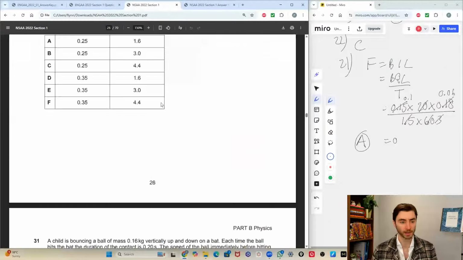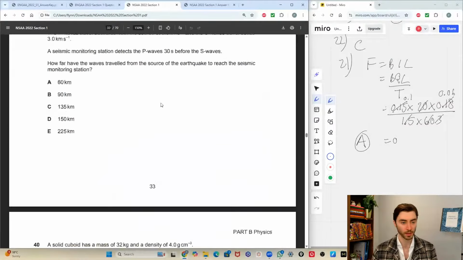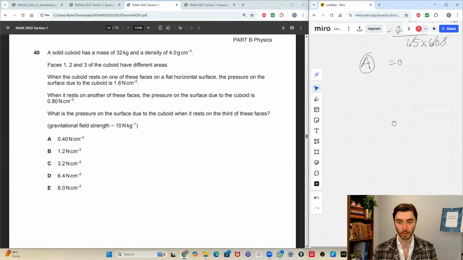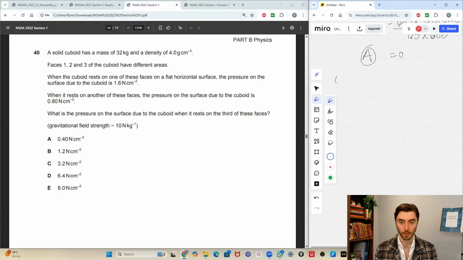Okay, let me go back to the start because I don't think I did everything. I think, yeah, I didn't do this one. So a solid cuboid has a mass and a density, which means we know the volume. They have different areas. The pressure on the surface due to the cuboid is that. Okay. So I'm going to have to draw this out so I can see it. So let's call it X, Y, Z.